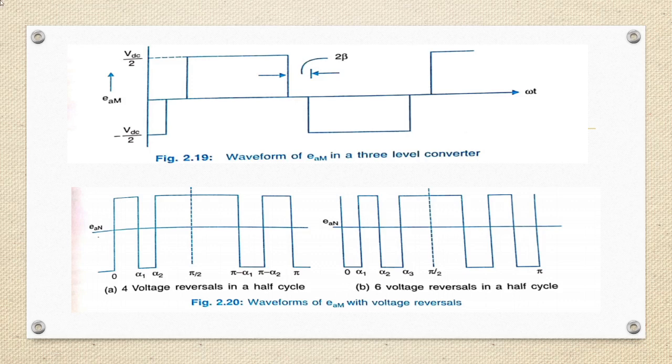So in this figure, we are seeing the two waveforms of EAM with voltage reversals. The figure shows the waveforms of phase voltage EAM with 4 and 6 reversals within one half cycle. This is for 4 voltage reversals and this is for 6 voltage reversals in a half cycle.